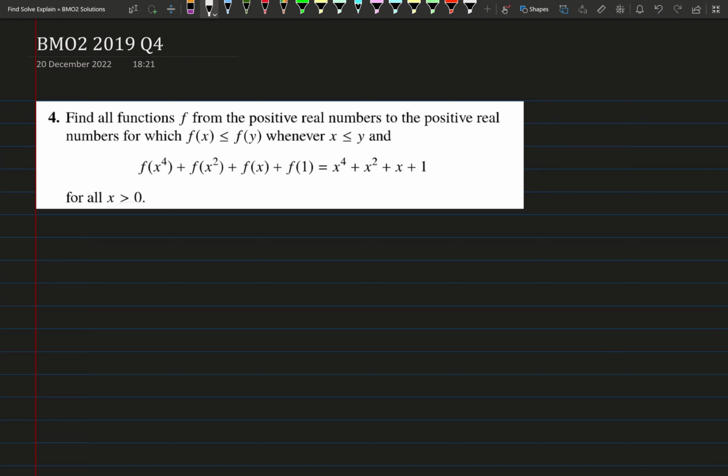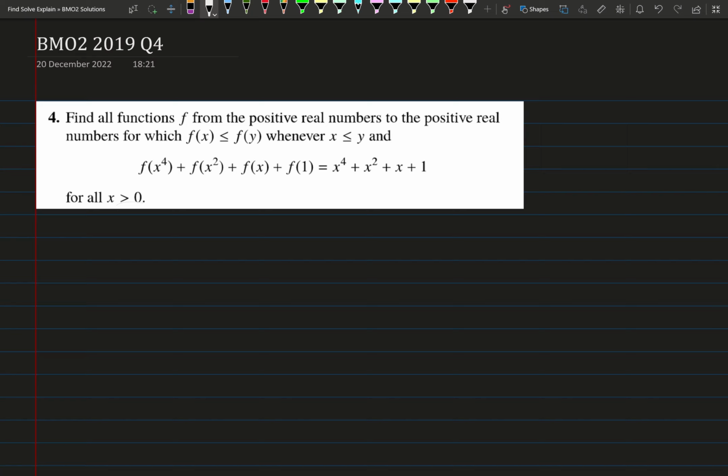Today we're going to be doing the fourth question from the 2019 BMO2 paper. The question reads: find all functions f from the positive real numbers to the positive real numbers for which f(x) is less than or equal to f(y) whenever x is less than or equal to y, and f(x)^4 + f(x)^2 + f(x) + f(1) equals x^4 + x^2 + x + 1 for all x greater than 0.